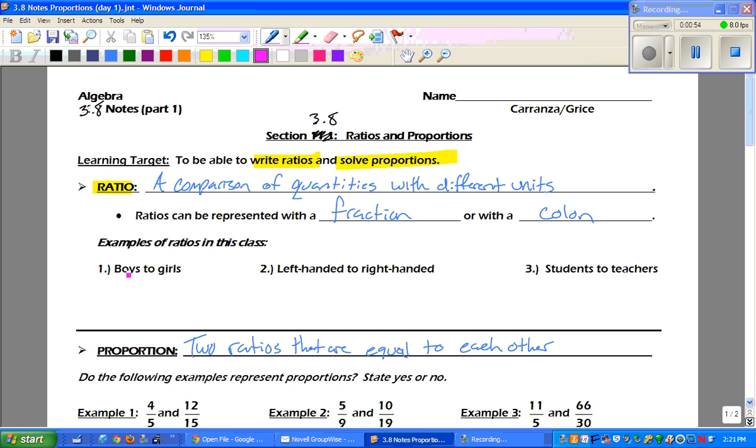In class, we were talking about what's the ratio of boys to girls. I believe it was 8 to 17, or the other way you would write that would be 8:17. Left-handed to right-handed was 2/25. And students to teachers, there were 25 students to 2 teachers. So all a ratio is comparing 2 different things.